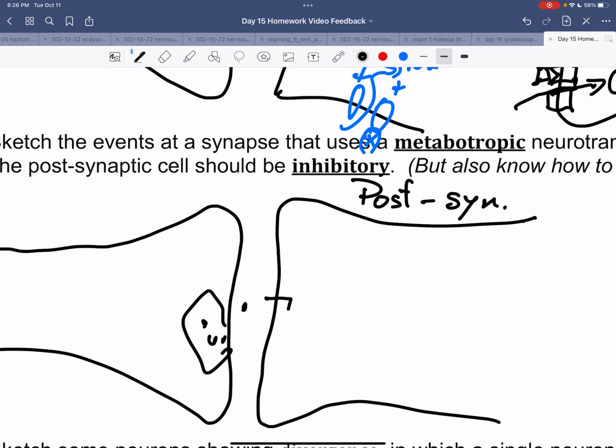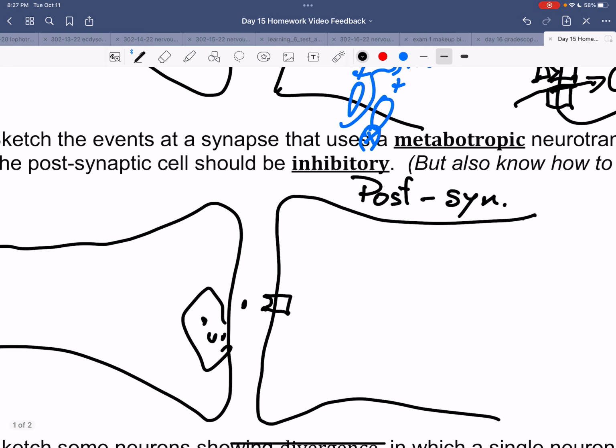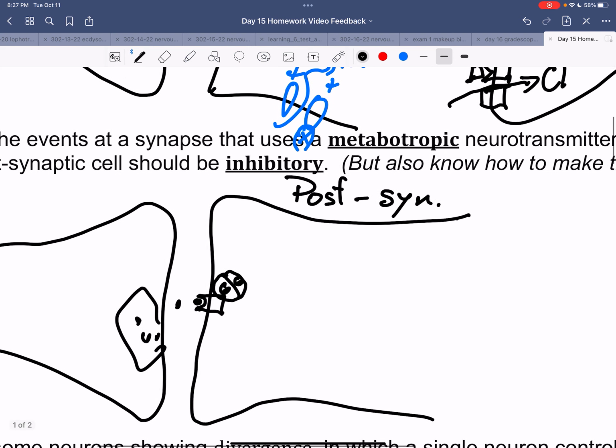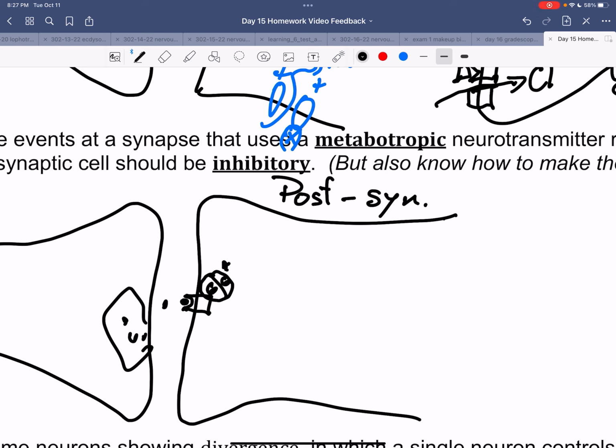In this case, the receptor will not be an ion channel. Most commonly in this class, we're going to talk about G-protein coupled receptors. They actually typically have 3 subunits. I usually just draw 2. They activate a G-protein, a subunit of the G-protein comes off.